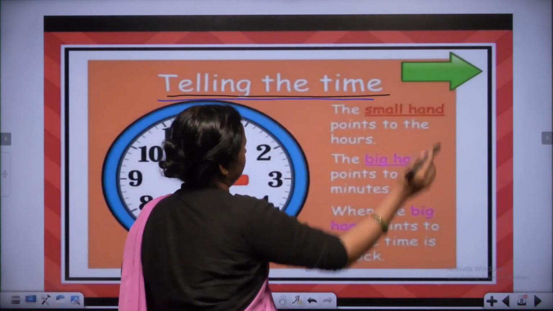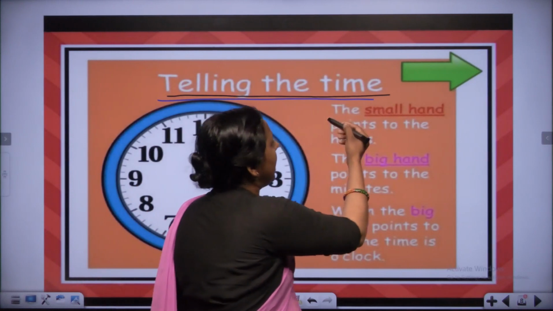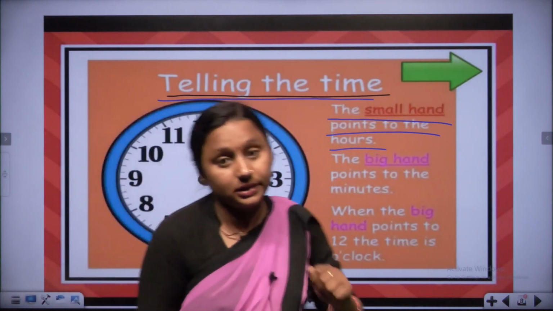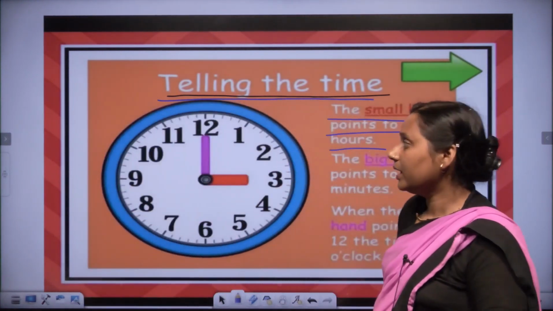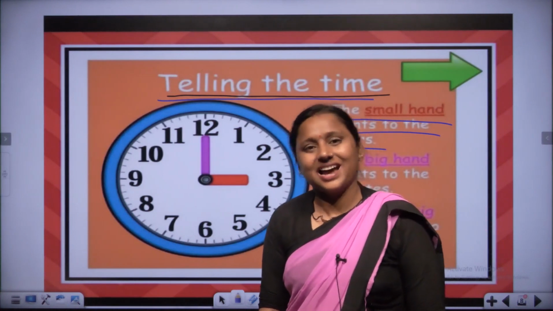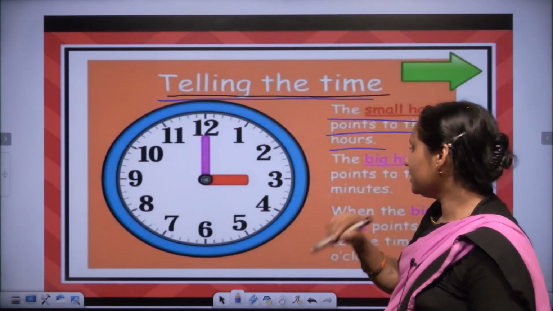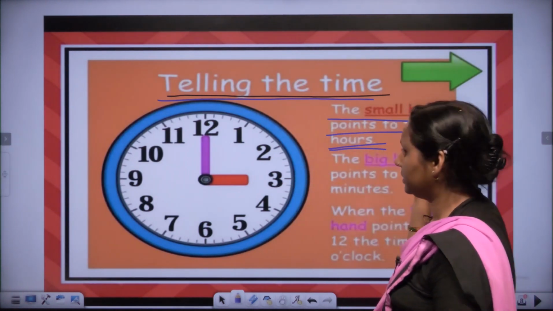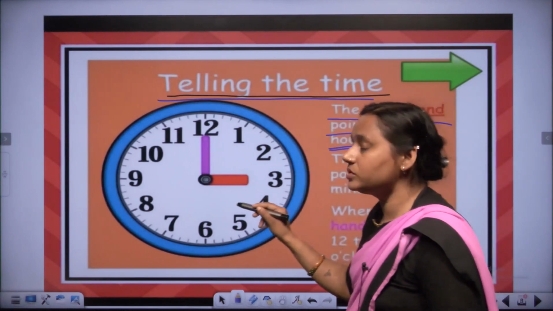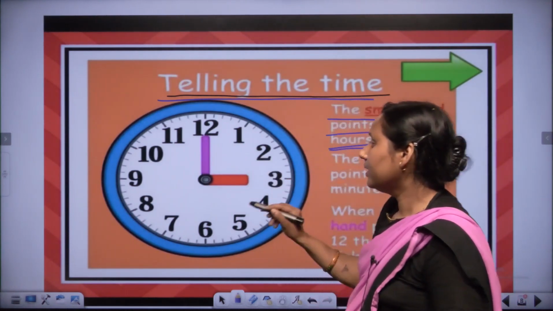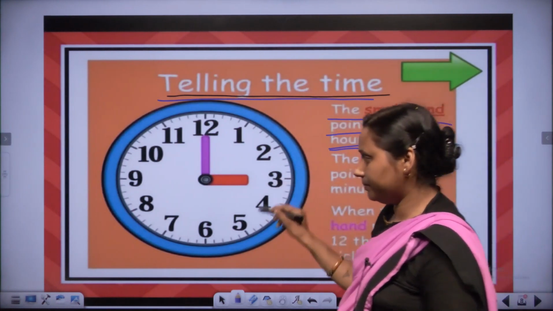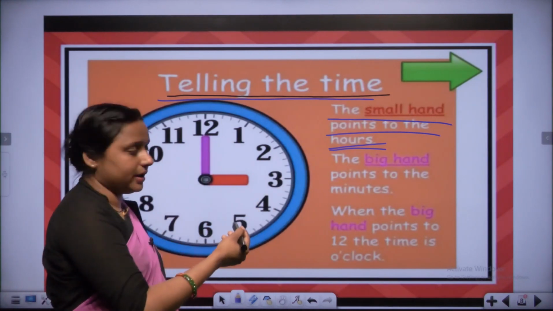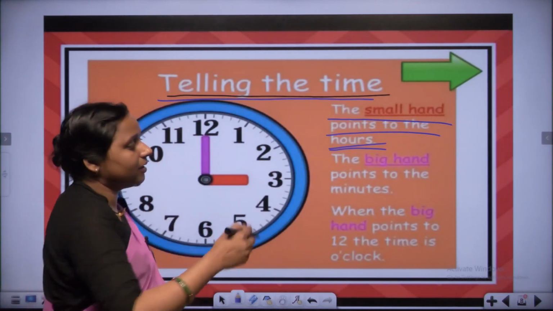Telling the time. Okay. The small hand points to the hour. The small hand of the clock, what is the small hand called, children? Can you tell me the name? Yes, hour hand. Hour hand. Yes, the hour hand points to the hours. Small hand points to the hours. It will tell the hour, how many o'clock it is. Whichever number it goes to, that is the hour.